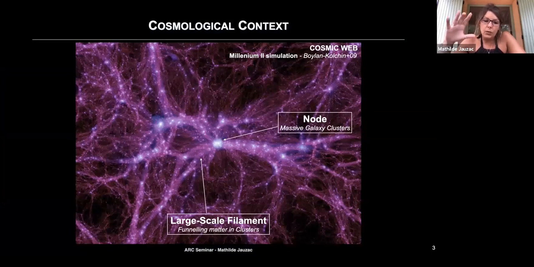So to start with, this is a screenshot from the Millennium 2 simulation that you might have seen before. What you can see is the distribution of dark matter over really large scales. The matter is accreted along those filaments. And today in my talk, I'm going to concentrate on the intersection of those filaments, which are hosting those really massive galaxy clusters that I call cosmic beasts, and that are also called nodes of the cosmic web.